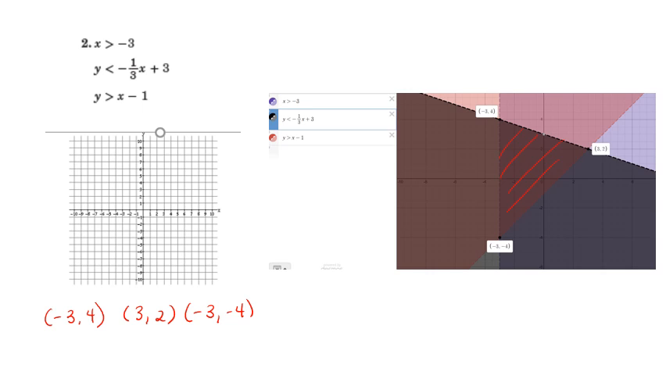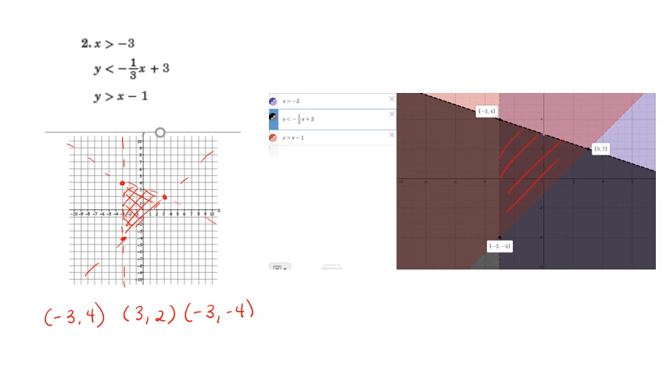Let me graph those points: negative 3, 4, 3, 2, and negative 3, negative 4. Oh, they're all dotted lines because none of those are or equal to. So all these are going to be dotted. And then this is my shaded region right in there. That's my enclosed region, the area where all 3 of those inequalities are true.